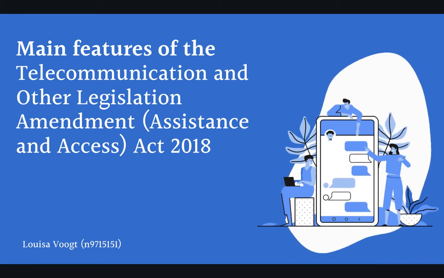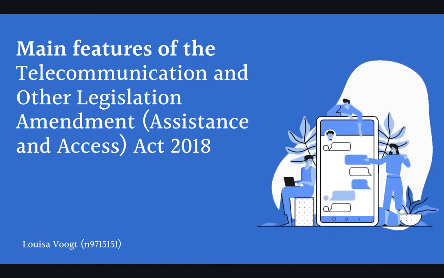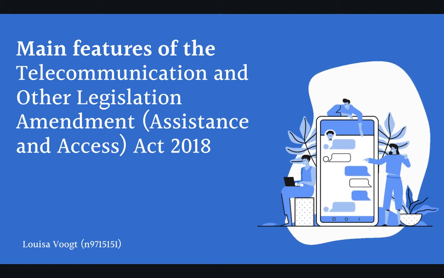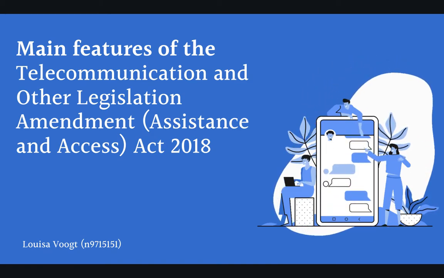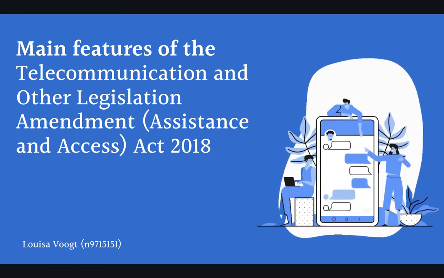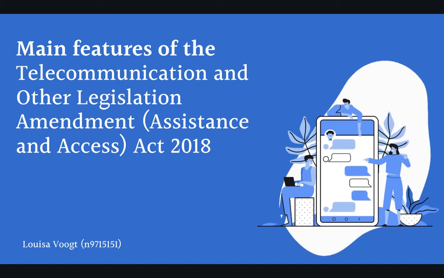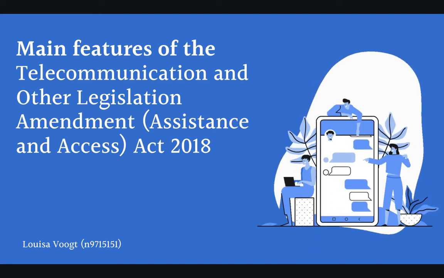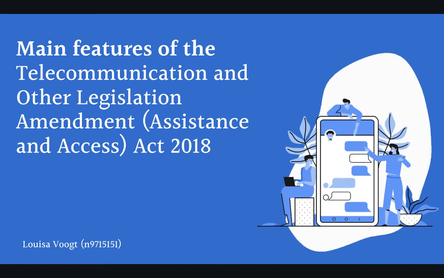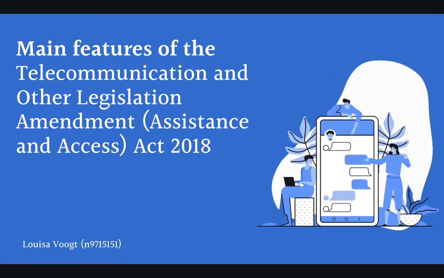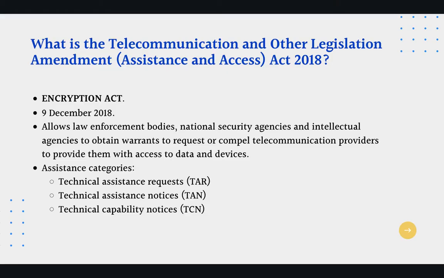The Telecommunication and Other Legislation Amendment Act of 2018 has amended a broad range of Commonwealth legislation to allow for law enforcement and national security agencies to request or compel assistance in certain matters from telecommunication providers. As per the Act's explanatory memorandum, the primary purpose is to facilitate access to data, devices, and systems that are otherwise subject to a warrant where this information would otherwise be inaccessible.